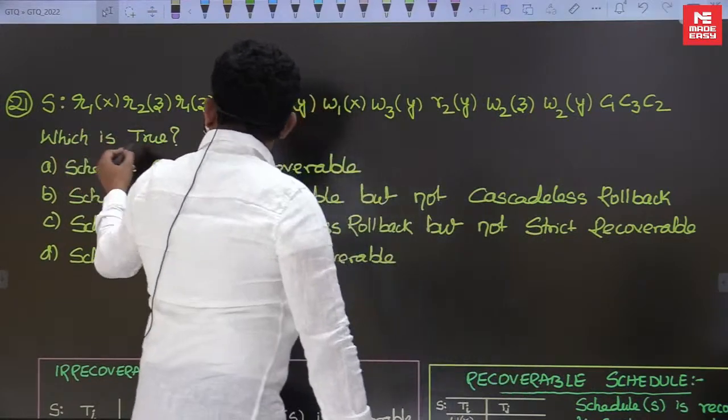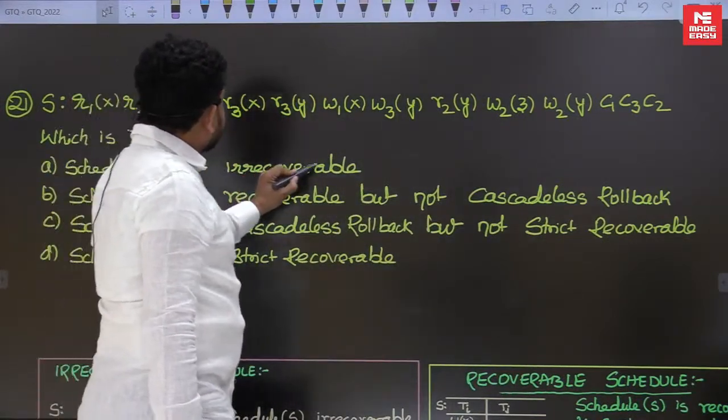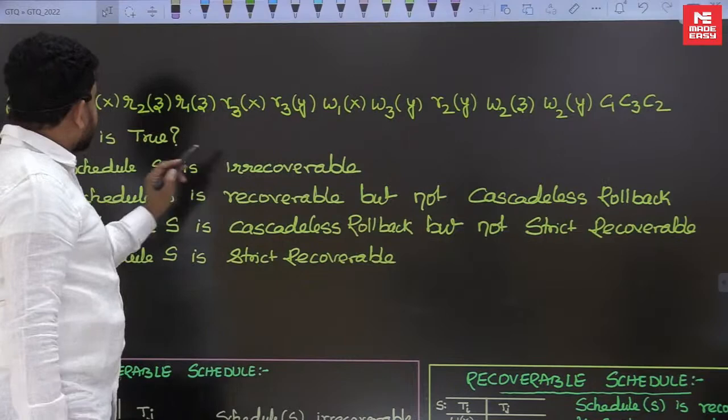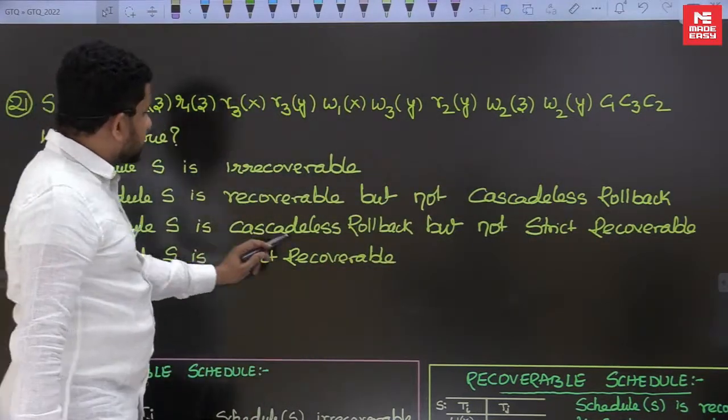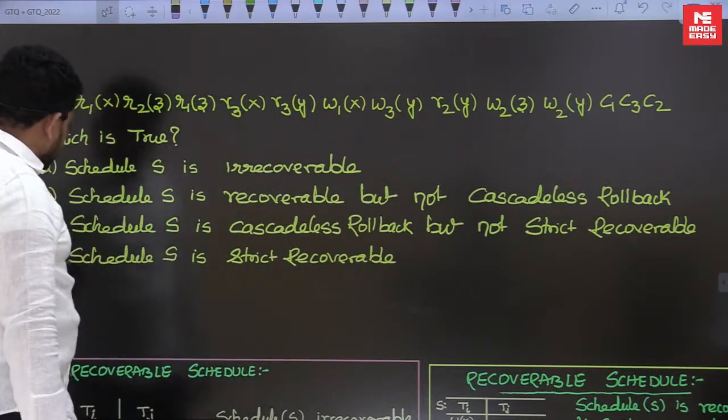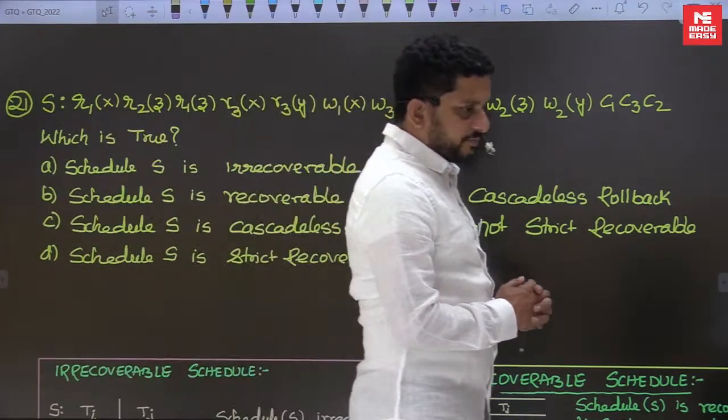The schedule is given; which is true? Schedule S is irrecoverable. Schedule S is recoverable but not cascadeless. Schedule S is cascadeless but not strict recoverable. It is a strict recoverable schedule.